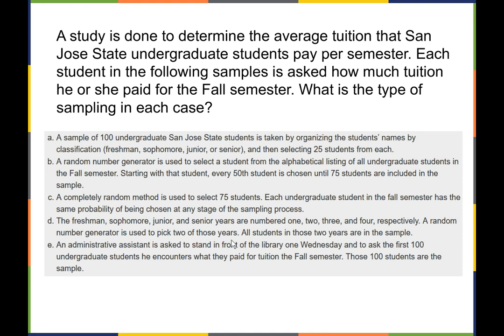C, a completely random sample is used to select 75 students. Each undergraduate student in the fall semester has the same probability of being chosen at any stage of the sampling process. That's a simple random sample.